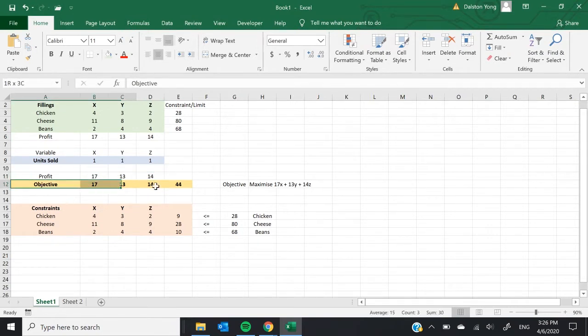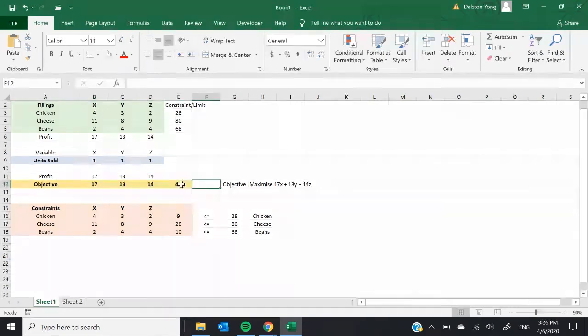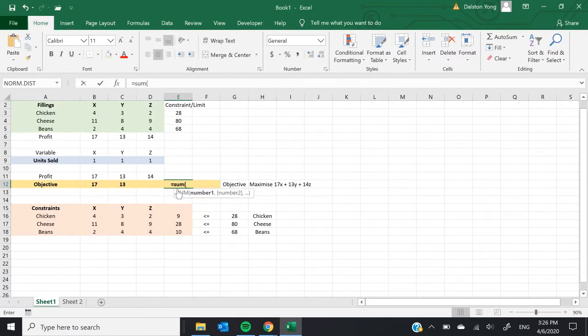This objective statement is the sum of these three, because ultimately this is what we're trying to maximize. We're trying to make as much money as we can. All these cells have been linked to this unit sold, because at the end of the day, what we are trying to answer is how many units of X, Y, and Z we should sell. This is a very important part where Solver will come and tweak the numbers to find out.